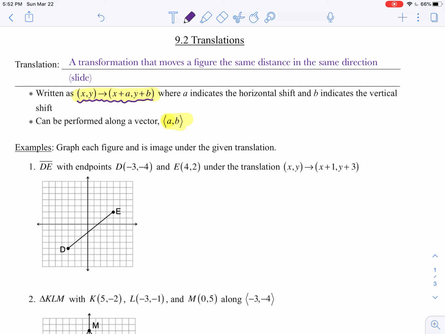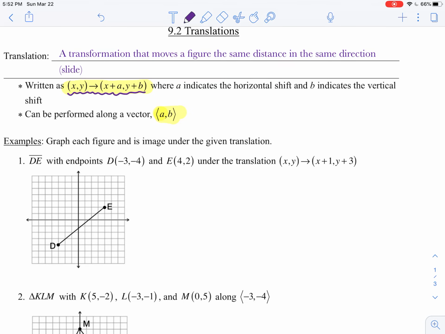If we take a look at two examples, it says graph each figure and then its image under the given translation. So there are two different ways to do these questions, and you can do whichever you prefer. So I'll show you each method for the two different questions. So question number one, we're taking line segment DE, and we're going to perform the translation XY becomes X plus 1, Y plus 3. In other words, this means that we're going to move to the right 1 space and up 3 spaces.